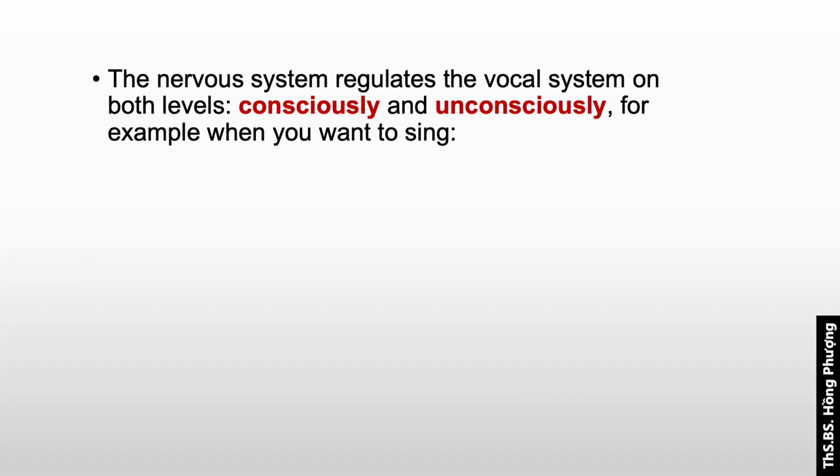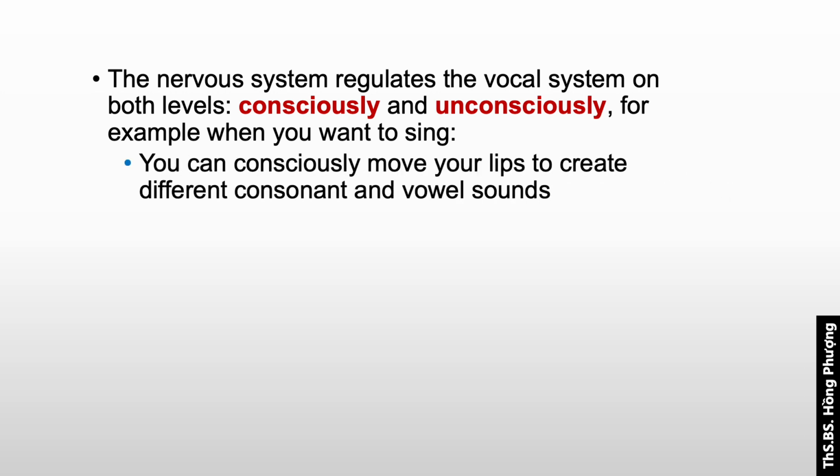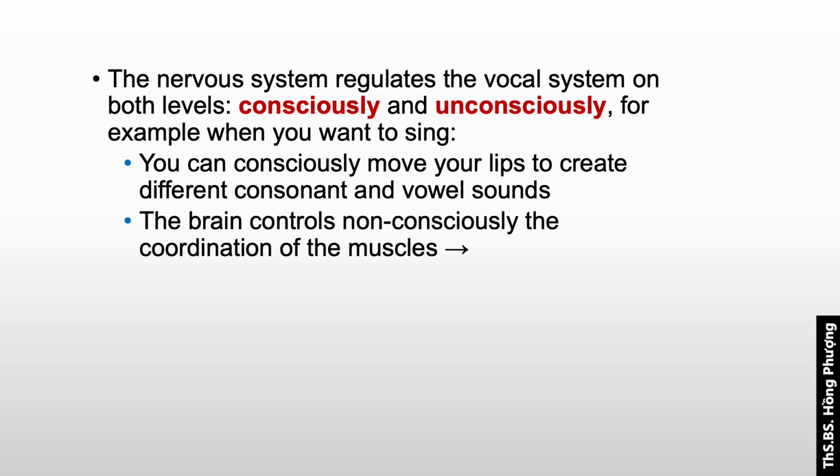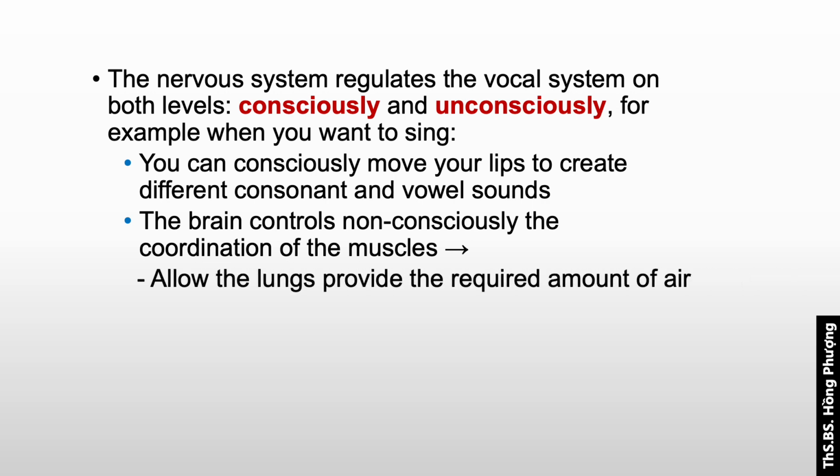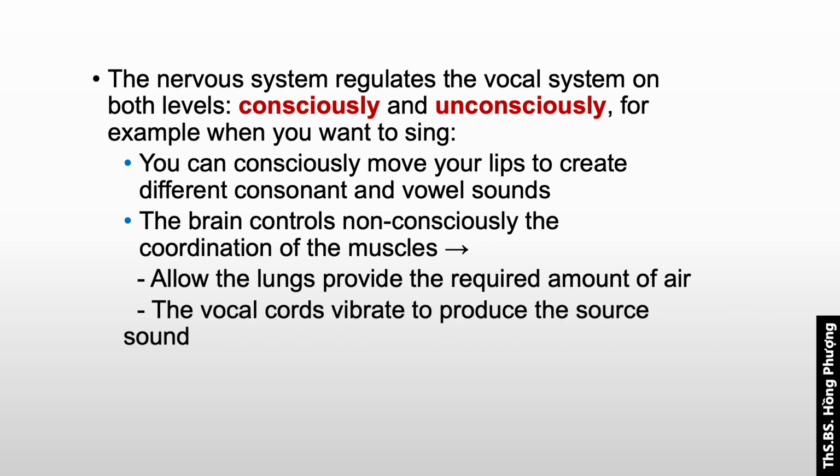The nervous system regulates the vocal system on both levels, consciously and unconsciously. For example, when you want to sing, you can consciously move your lips to create different consonants and vowel sounds, while the brain non-consciously controls the coordination of muscles that allow the lungs to provide the required amount of air. The vocal cords vibrate to produce the sounds, and the vocal organs move.